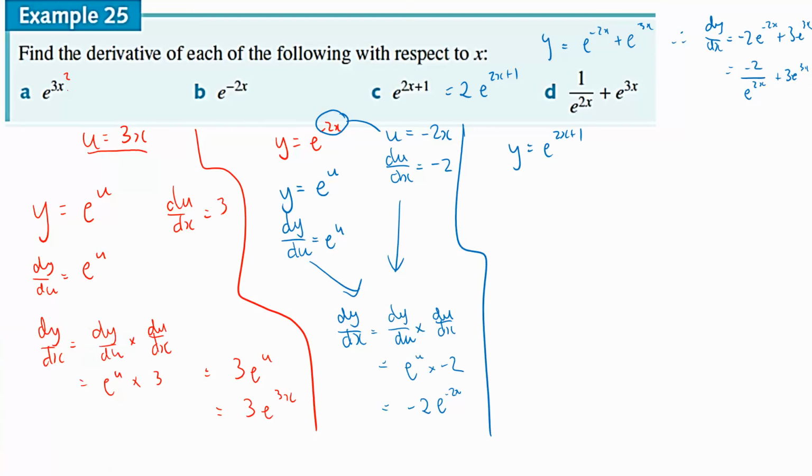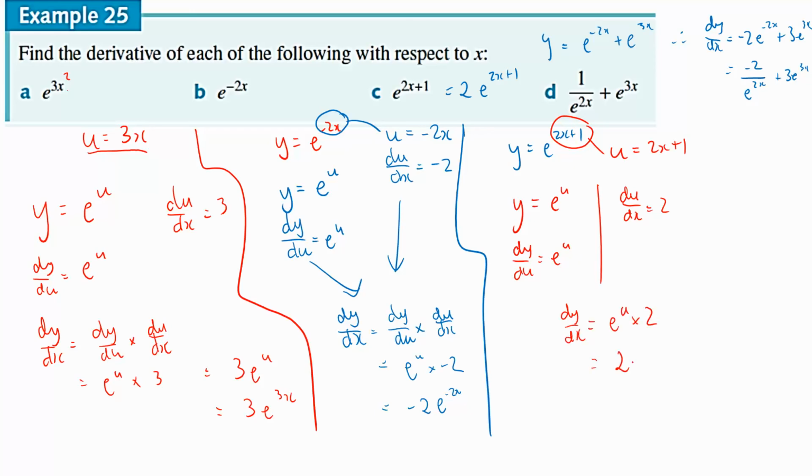So let's replace that with a u. u equals 2x plus 1. How does it change my problem? I now have y equals e to the u instead of e to the 2x plus 1. Using the chain rule, dy/du is just itself, e to the u, and du/dx equals 2. Put them both together: dy/dx is e to the u times 2. That's how I got e to the power of 2x plus 1 times 2, and that's what I got over here.